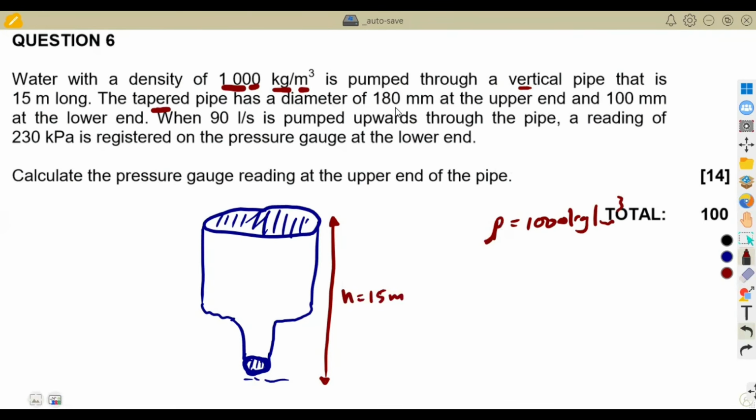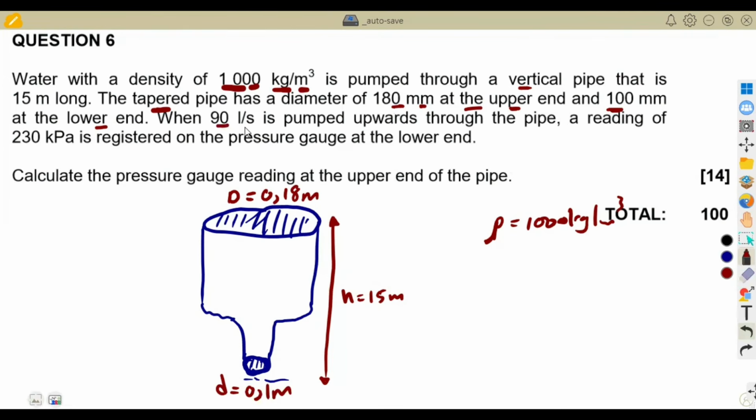And it has a diameter of 180 millimeters at the top. So the bigger diameter there, divide by 1,000, that will be 0.18 meters. Then 100 millimeters at the lower end. If we divide this by 1,000, that will be 0.1 meters. So there are two different diameters.